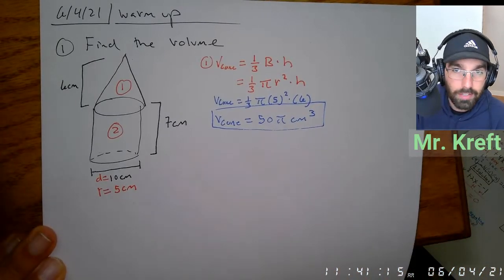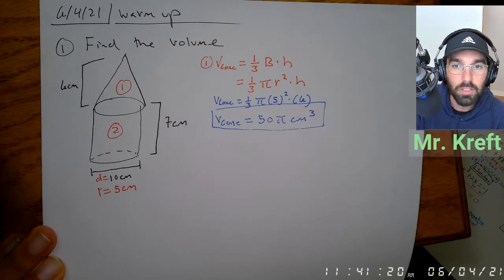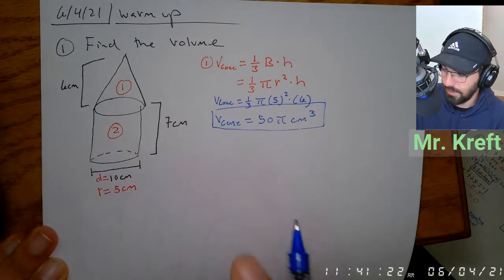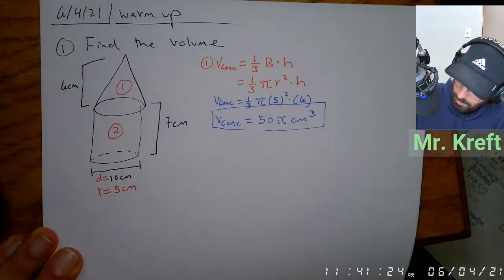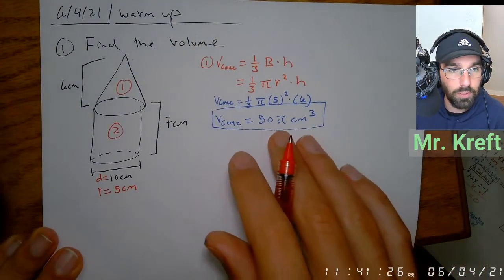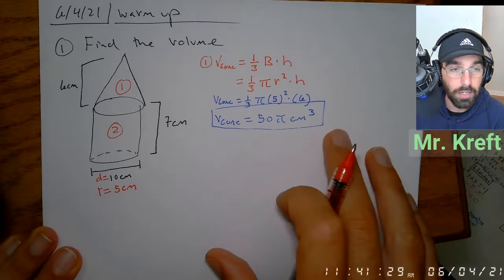And this way we don't have decimals. We don't want decimals, because if we do decimals, that means we're rounding, which means our answer isn't exact. And we want exact answers. All right, so I got the volume of my cone was 50 pi centimeters cubed.